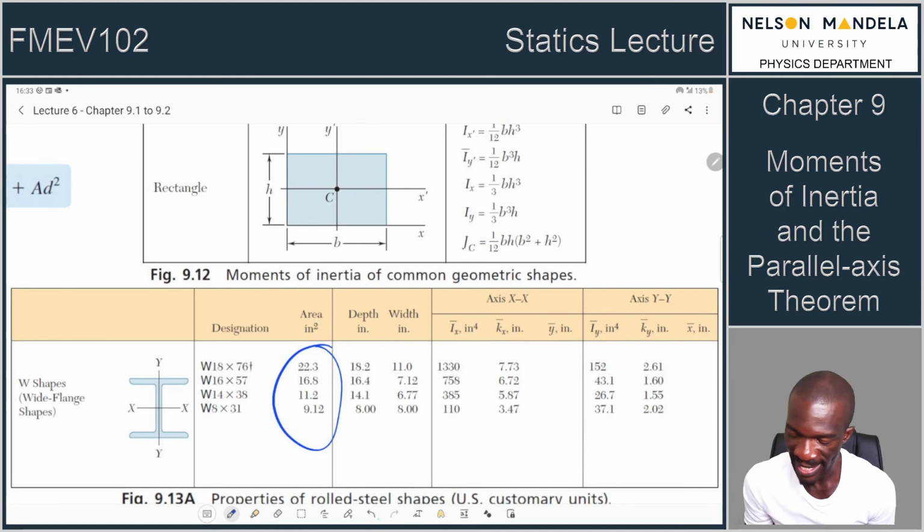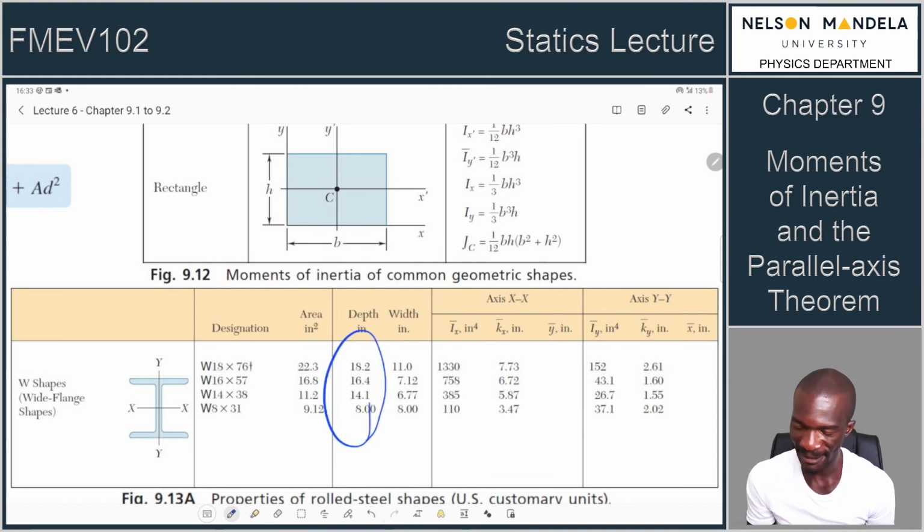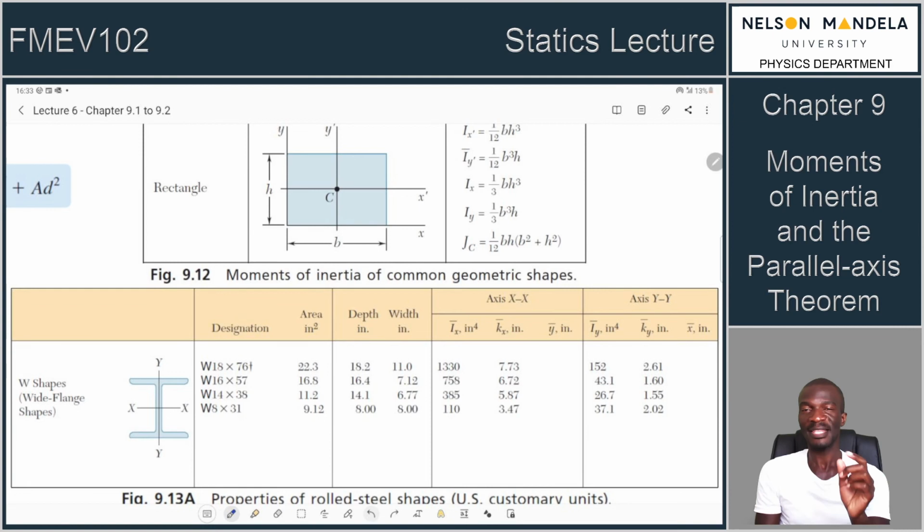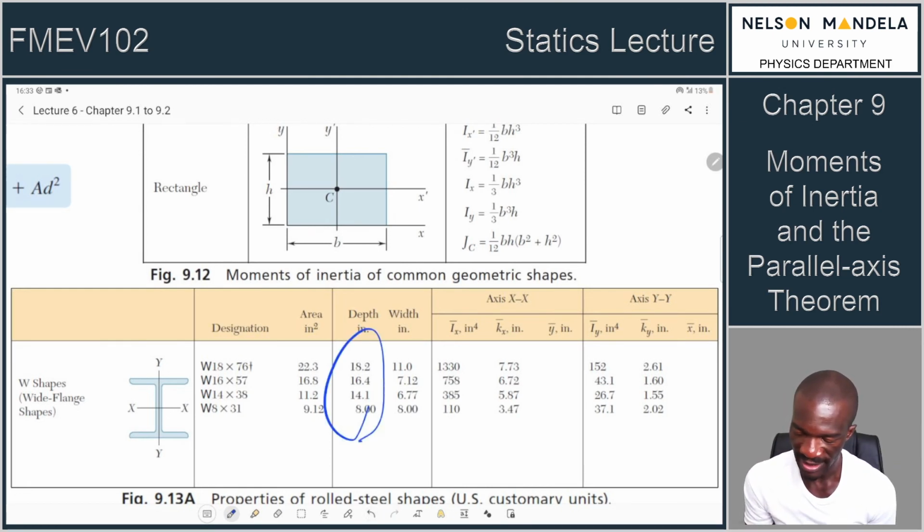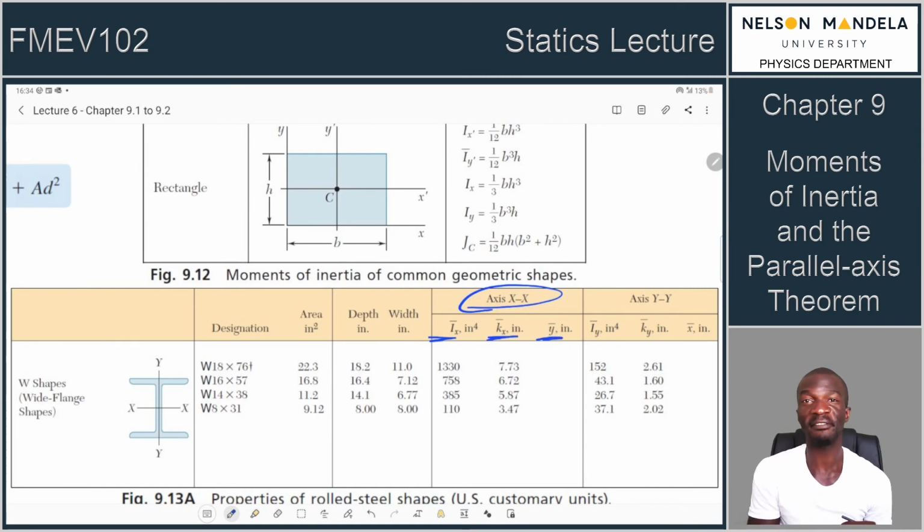They have certain areas. This is the depth. The depth is also defined. So it's just a matter of reading off from the tables. So there's a defined depth and there's a defined width, and there are some x-axis moments of inertia. So moments of inertia about the x-axis, centroidal, radius of gyration, and if it has an x point at which we have a centroid, then you will get the corresponding y bar.